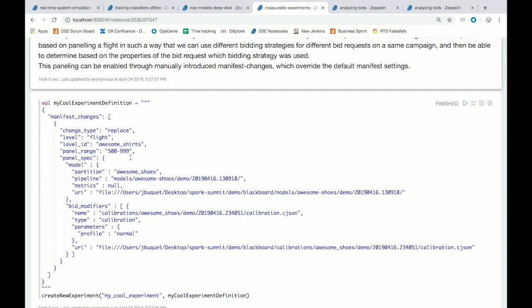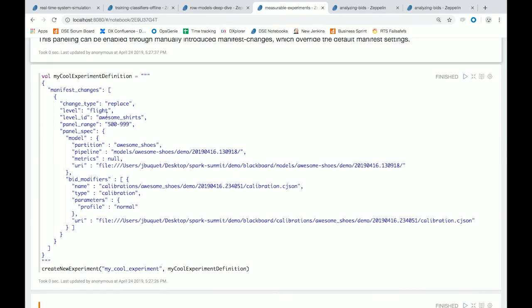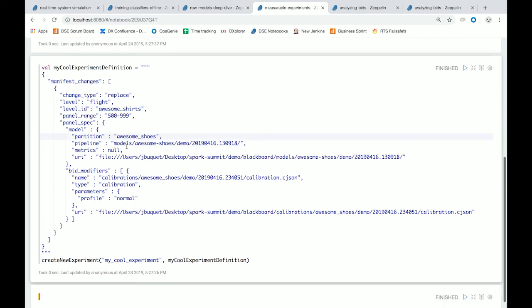We bucket the user in 1,000 buckets, and we can say for different buckets, use different bidding approaches. In this case, I'm introducing a manifest change, which is kind of an experiment, and I'm saying that for my awesome shirts campaign, I want to use the awesome shoes model, because I think that can help.